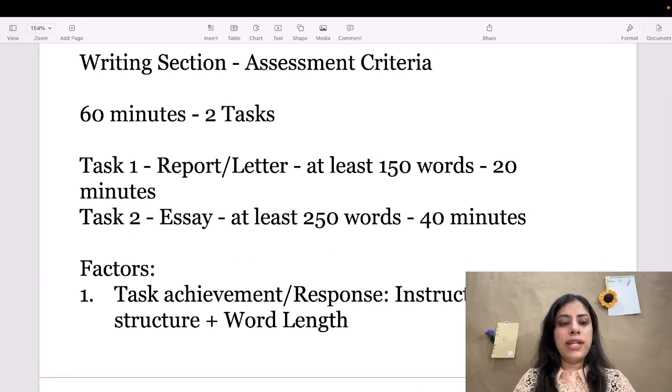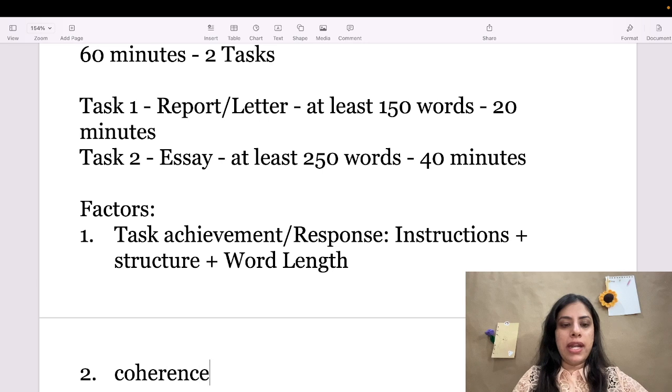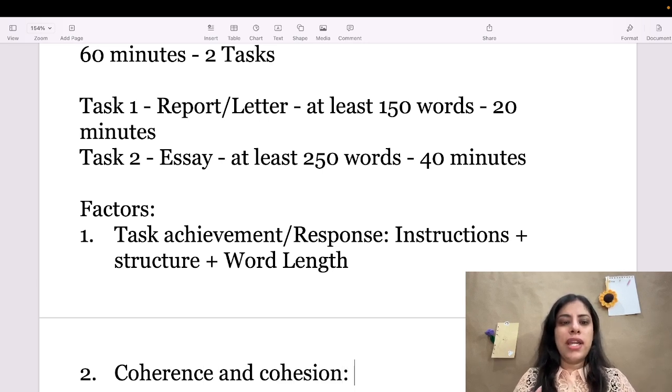Okay, now the next factor is coherence and cohesion. What is coherence and cohesion? It basically means how well connected your sentences are. Whenever you're writing sentences, they shouldn't be disjointed or extremely different from one another.